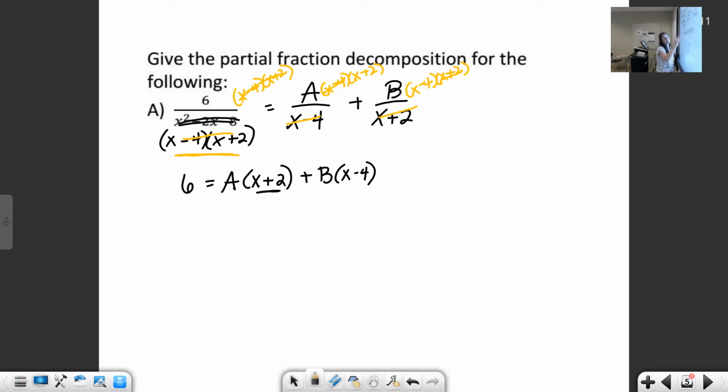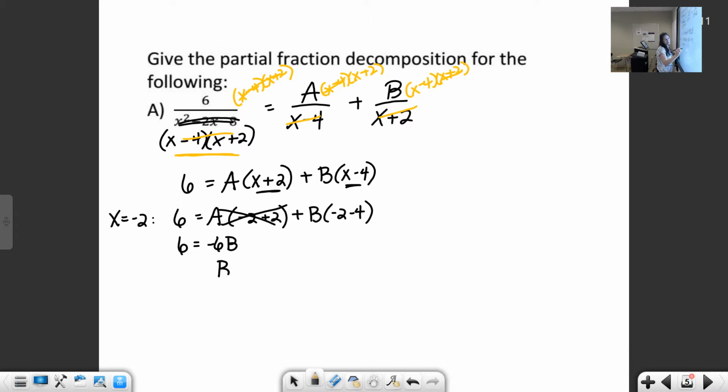So if I look at this first factor, x plus 2, I'm going to let x be -2. Set that equal to 0 and let x be that. If you set x minus 4 equal to 0, then x is 4. So first I'm going to let x be -2. When I do that, you can see what happens in that first parentheses: it's gone because it's A times 0, so 6 equals -6B, and so we know B is -1. Now do the same thing, but let x be 4.